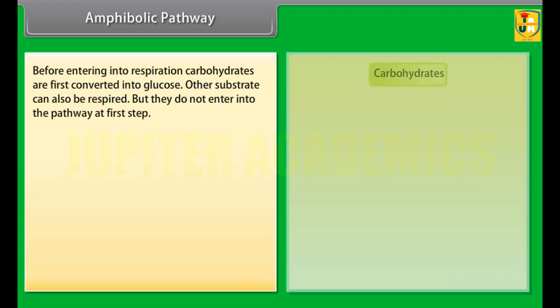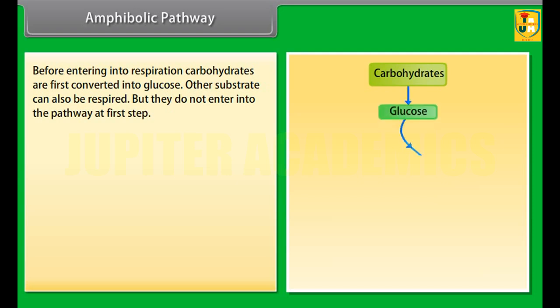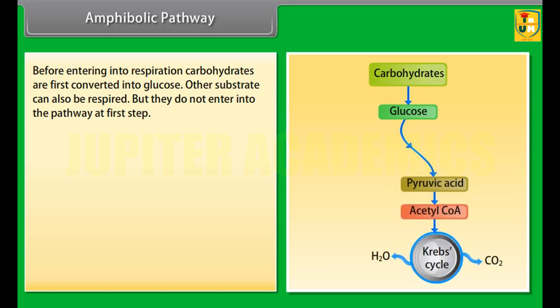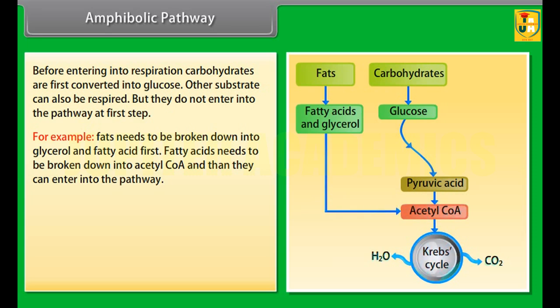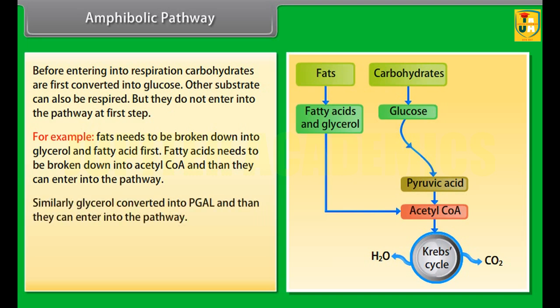Amphibolic pathway. Generally, carbohydrates are used as substrates for respiration. Before entering into respiration, carbohydrates are first converted into glucose. Other substrates can also be respired, but they do not enter the pathway at the first step. For example, fats need to be broken down into glycerol and fatty acids first. Fatty acids need to be broken down into acetyl CoA, and then they can enter the pathway. Similarly, glycerol is converted into PGAL, and then it can enter the pathway.